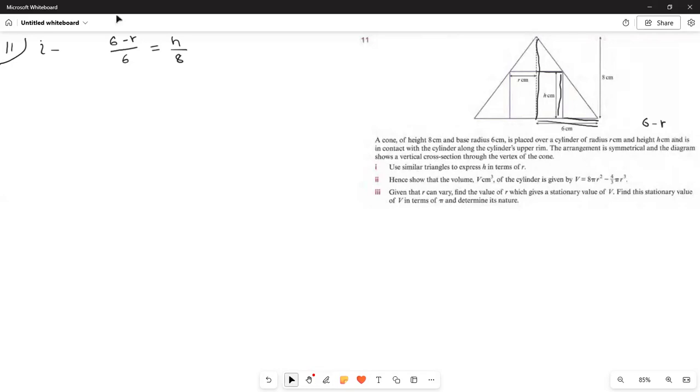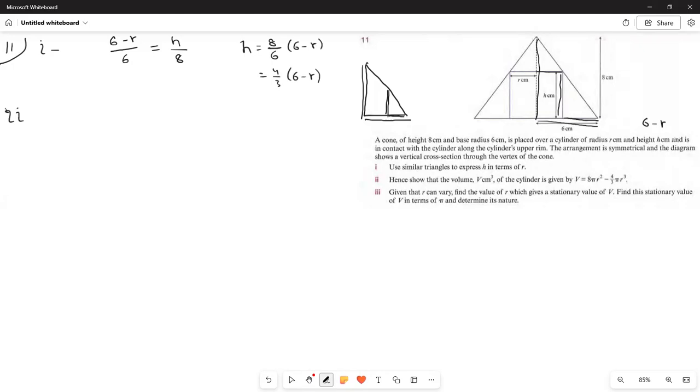So since I have two triangles, again, let me draw them over here. Okay, so if I have two triangles, one is the smaller triangle and one is the bigger triangle. The ratio of this to this is the same as this to this. This is what I have done. Now express h in terms of r. So you can see that h is equal to 8 by 6 into 6 minus r, or I can say it is 4 by 3 into 6 minus r. So this is my part 1.